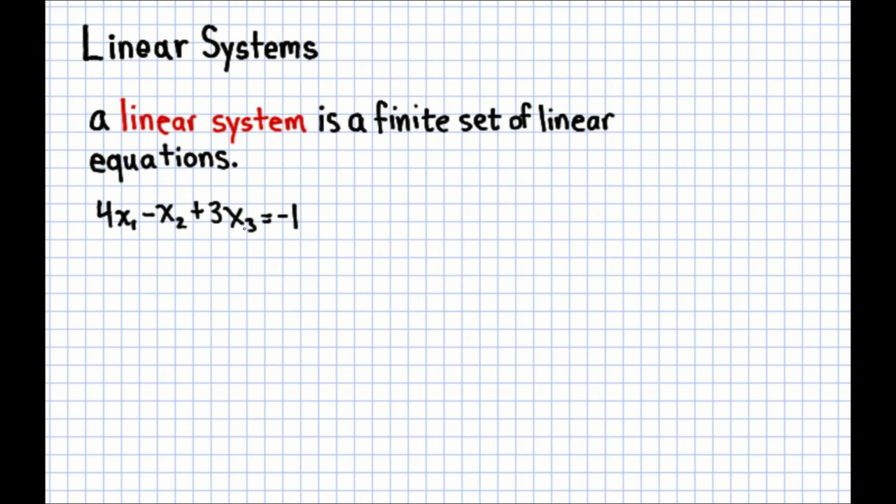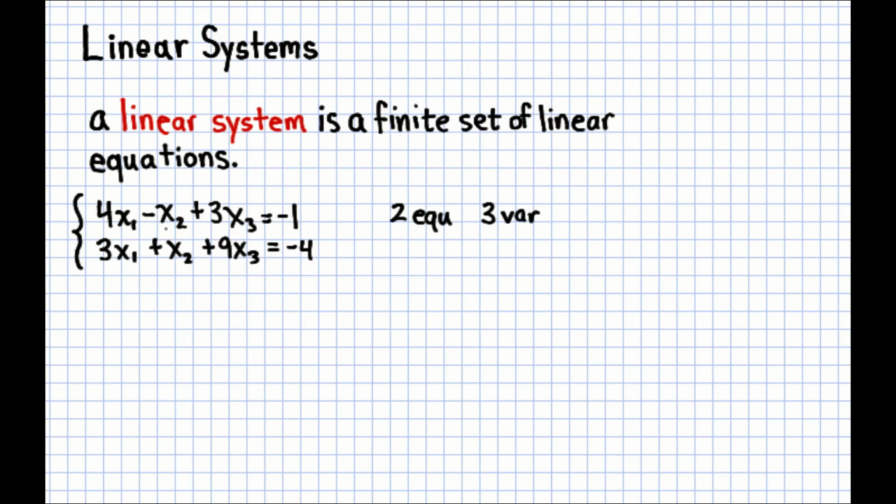system of linear equations. Now I am going to write a second one. 3x1 plus x2 plus 9x3 equals negative 4. And so this is a system of two linear equations. There are a total of 2 equations and 3 variables, 3 unknowns.